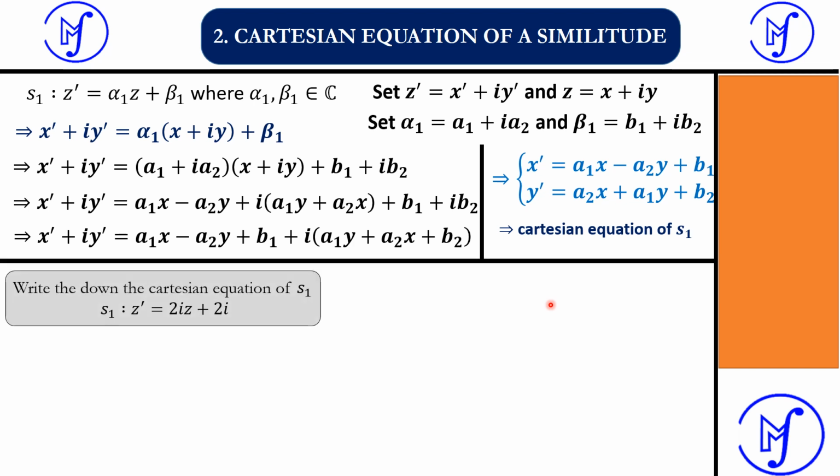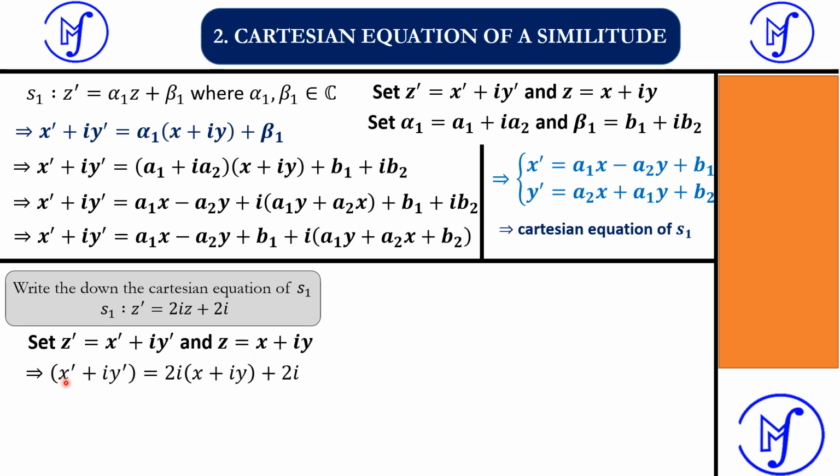Now let us look at an example, and the example says we should write down the Cartesian equation of our similitude S1, where S1 is z prime equal to 2iz plus 2i. So we set z prime to be x prime plus iy prime, and z to be x plus iy. Doing that, we have that x prime plus iy prime is equal to 2i into x plus iy, then plus 2i. We expand the right hand side, we get 2i times x is 2ix, 2i times iy is 2i squared y, then plus 2i.